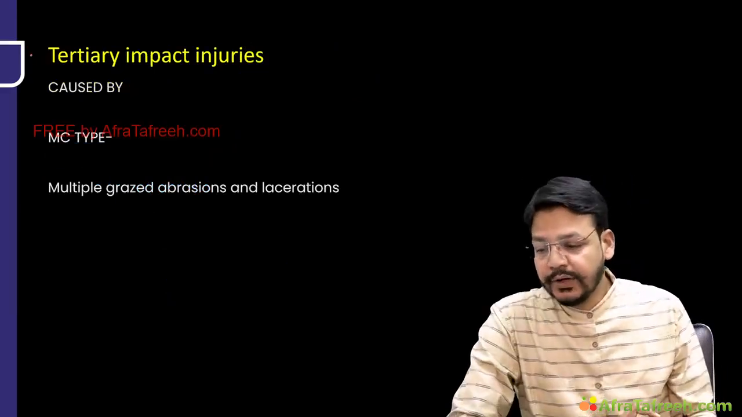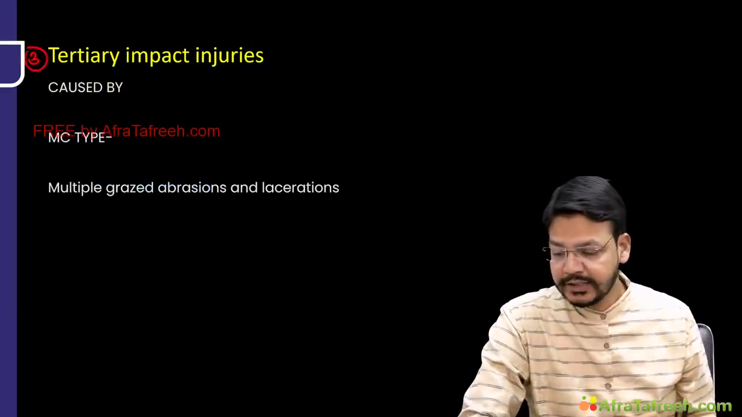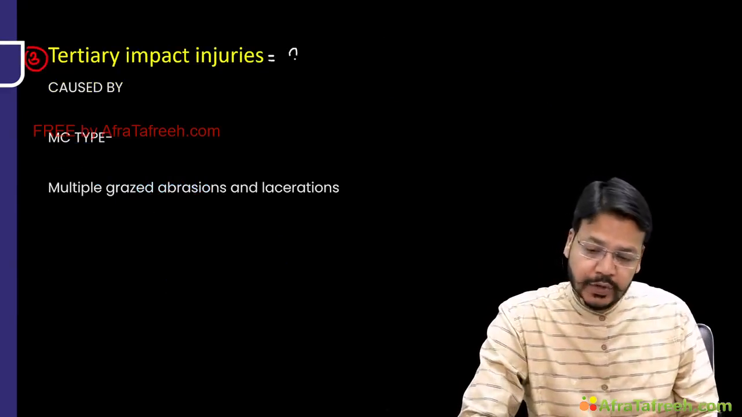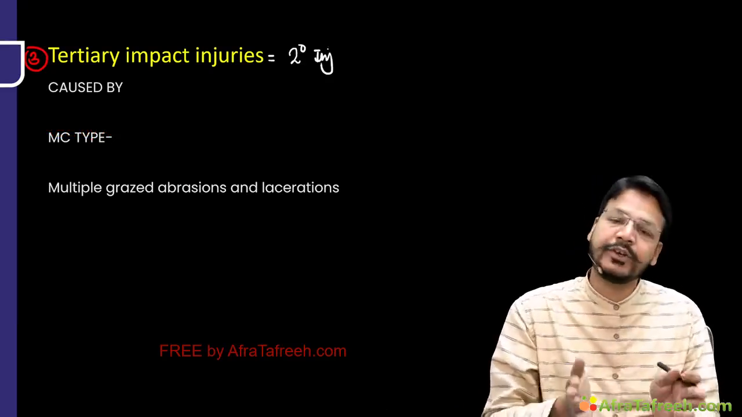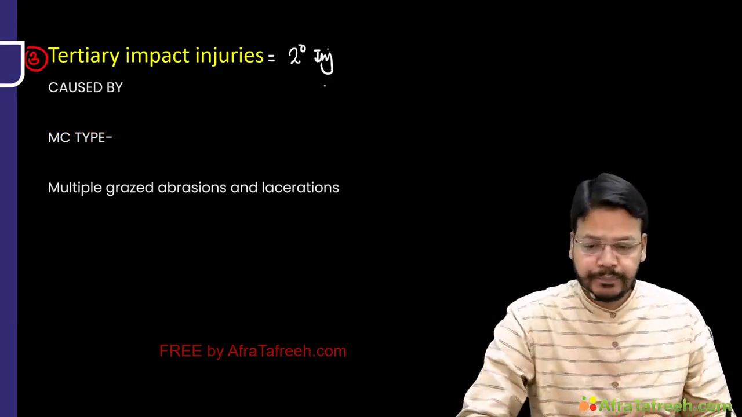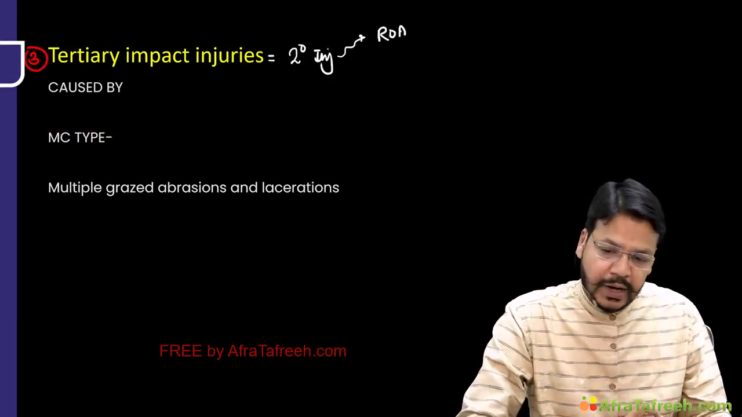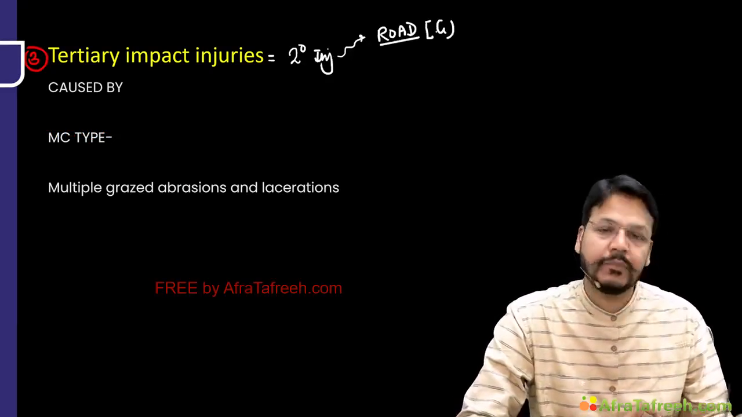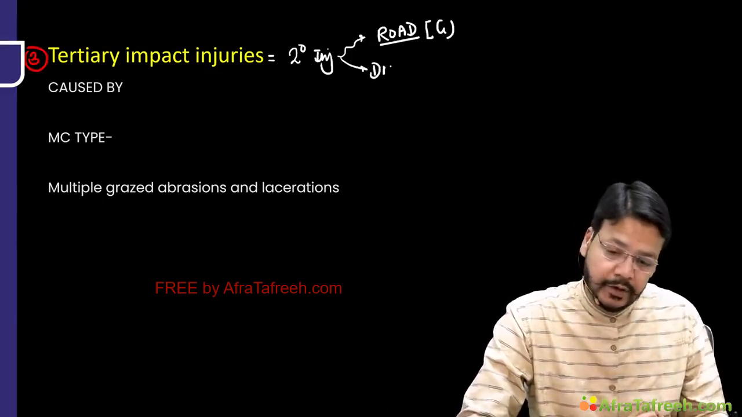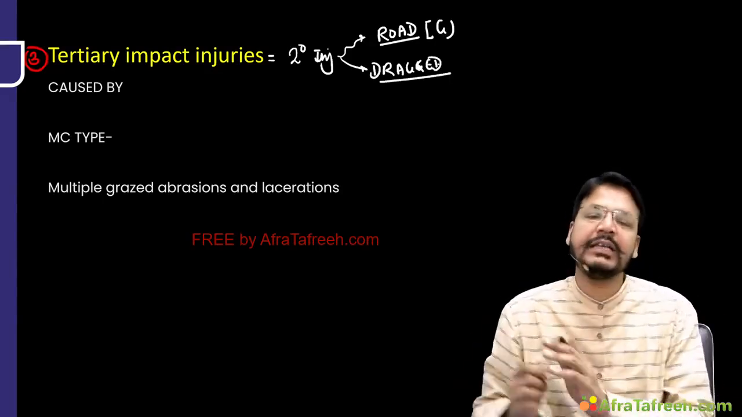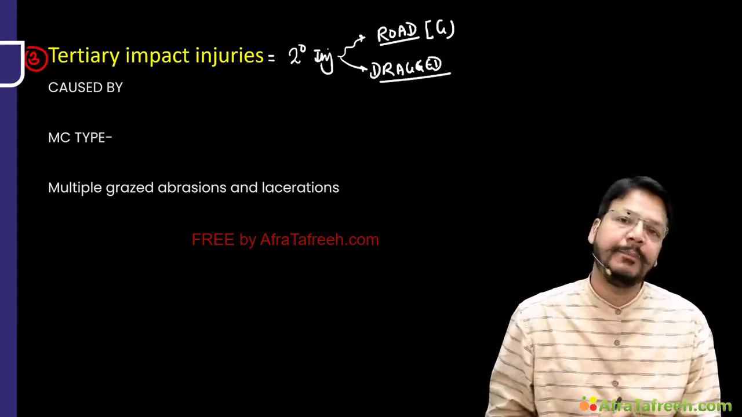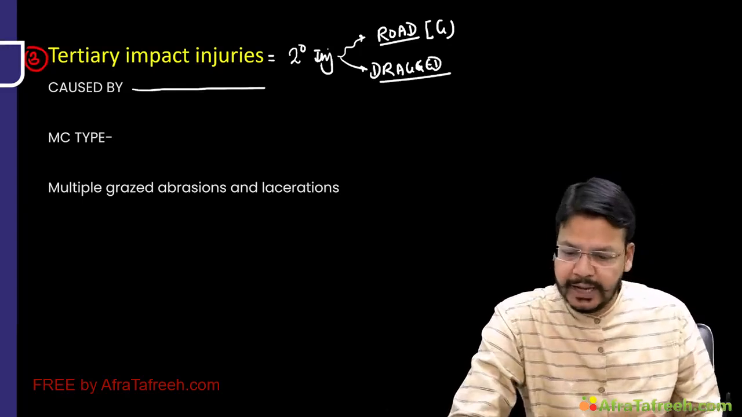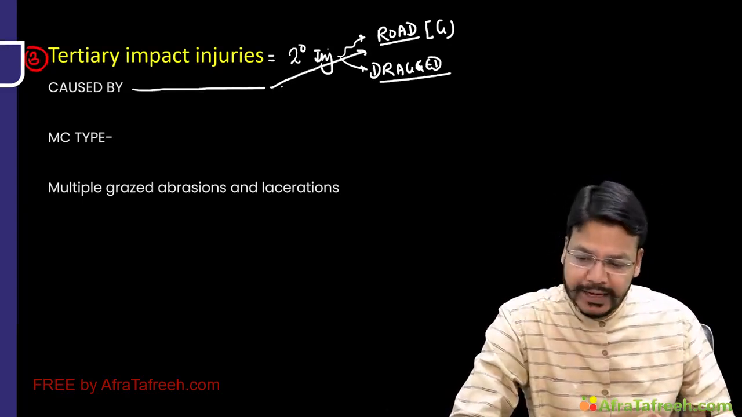So now I am coming to the third one, my dear friend, tertiary impact. I already discussed, tertiary impact is also known as secondary injuries. It is hitting with some other object. This object could be road or ground. So probably you are hitting the road or ground, or you are being dragged. Your body is dragged. If your body is dragged, it is a tertiary impact injury. Dragging of the body or hitting the ground, it is a tertiary impact injury. So I told you, it is caused by either hitting the road or by dragging.